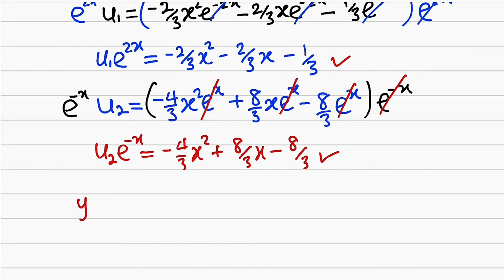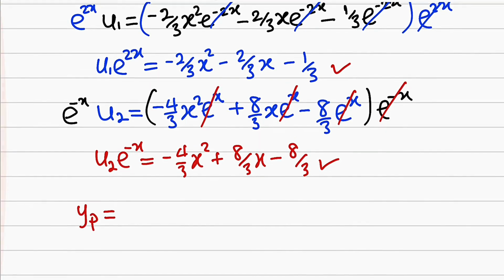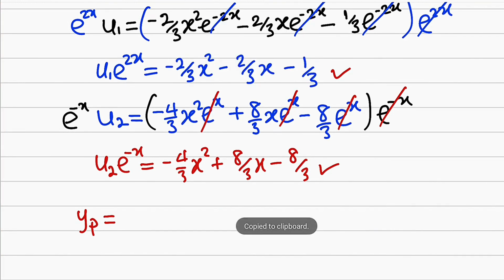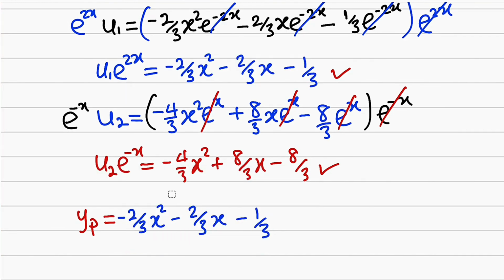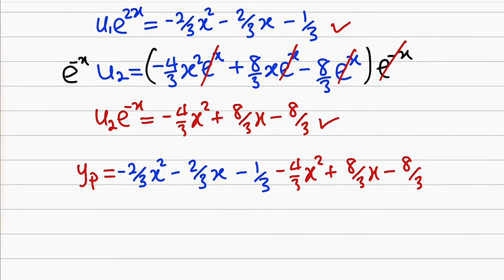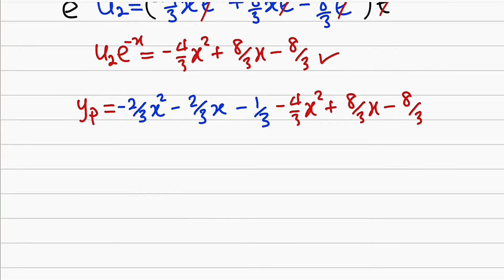So y sub p equal to the sum of these two. Let me copy them direct. All right, let me copy the other one. This is that. Let me start adding the like terms together. We have, with x squared, negative 2 over 3 minus 4 over 3, which is the same thing as negative 6 over 3, which is negative 2. So we have y sub p equal to negative 2x squared.